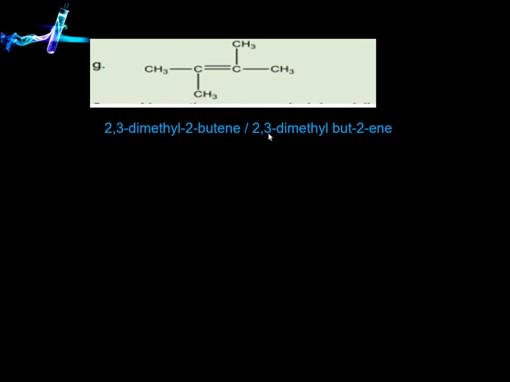You can also write the same name in this way, that is 2,3-dimethyl-but-2-ene. Now buta will not be utilized. The term buta will be utilized when there will be diene or triene in that case.